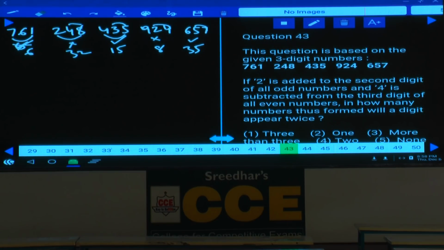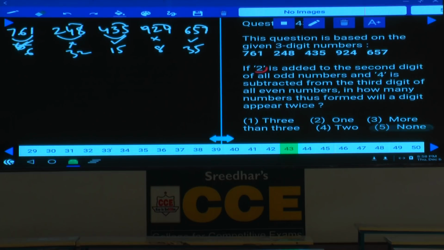Then question number 43. Now in this 43, 2 is added to the second digit of all the odd numbers. All the odd numbers, how much is added here? 2 is added to the second digit of all the odd numbers. Now here in this one, how many odd numbers are there? There are 3 odd numbers. And 2 is added to the second digit, this will be 781.